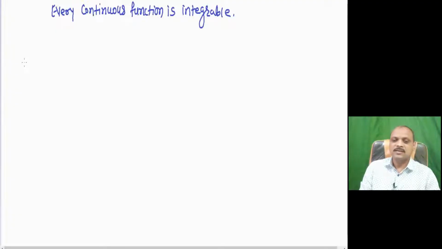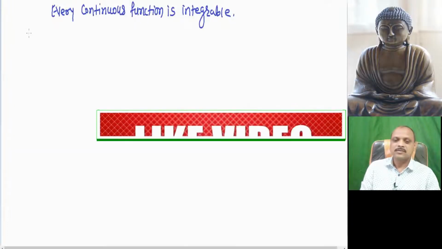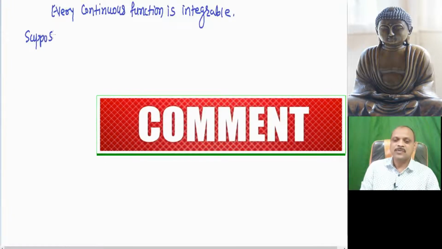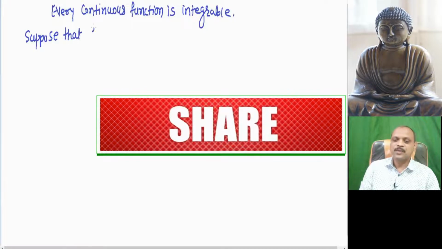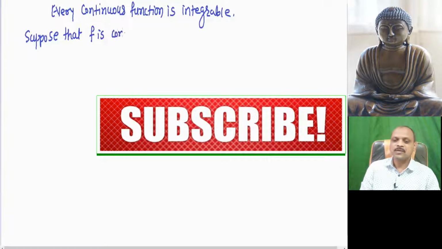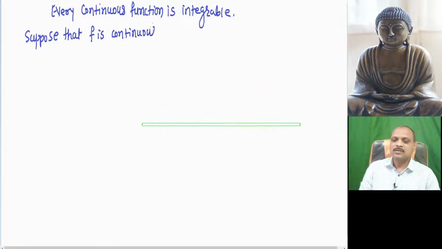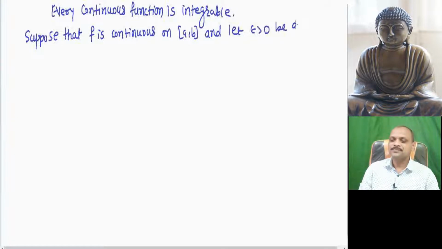So first, suppose that f is continuous on the closed interval [a, b], and let epsilon greater than 0 be a given number. Depending on this number, we choose another number eta such that eta into (b minus a) is less than epsilon.